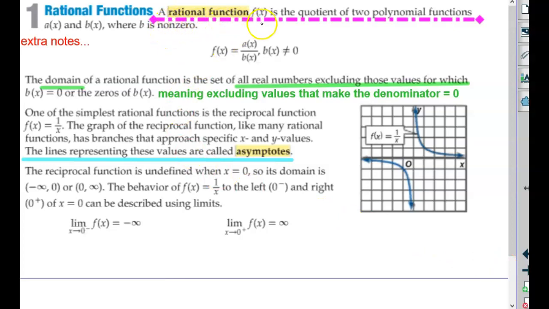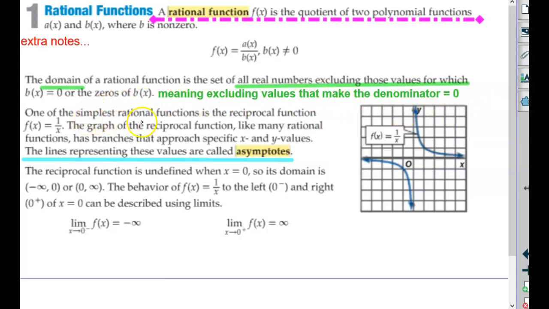A rational function is the quotient of two polynomial functions. So you're taking a polynomial on the top and a polynomial in the denominator, and you're going to figure out what happens. The domain is all real numbers except those that make the denominator 0. Do you feel like we've said that about everything all year? Okay, so the domain is everything except what makes the denominator 0. That's not a news flash, okay?